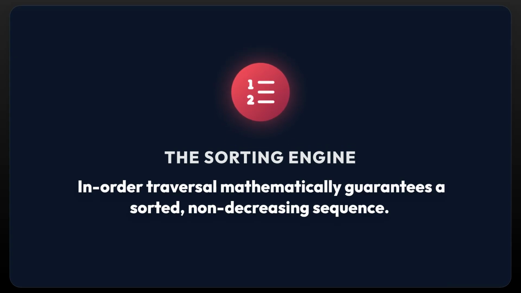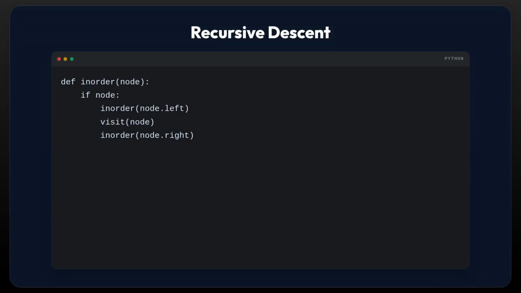Translating this to code reveals the elegance of recursion. The function calls itself to dive deep into the left branches, processes the node, and then dives right. However, each recursive step consumes space on the call stack. A deeply skewed tree can trigger a catastrophic stack overflow, requiring advanced iterative techniques with explicit stacks to resolve.